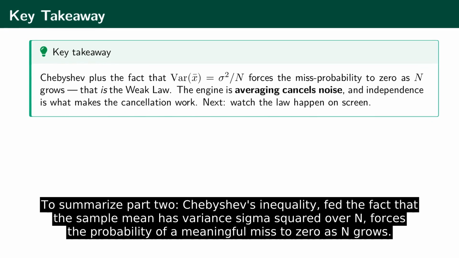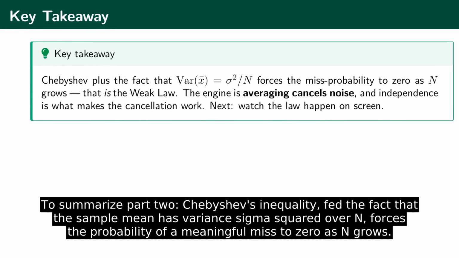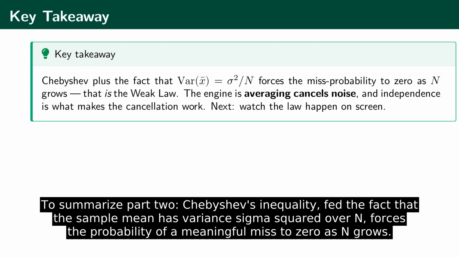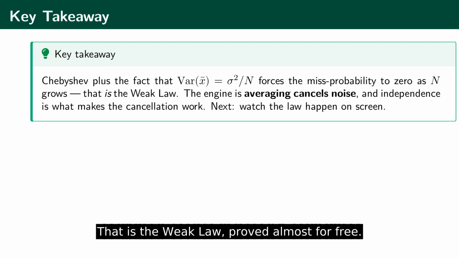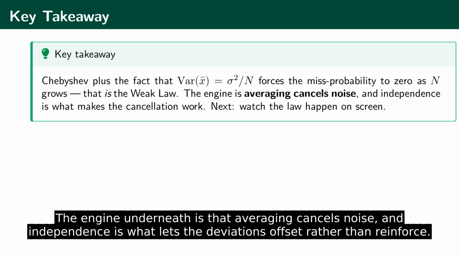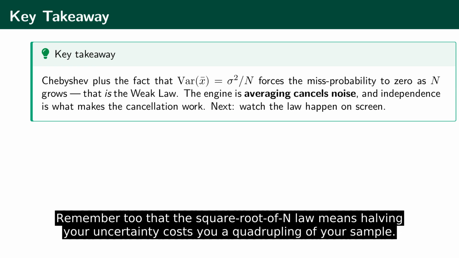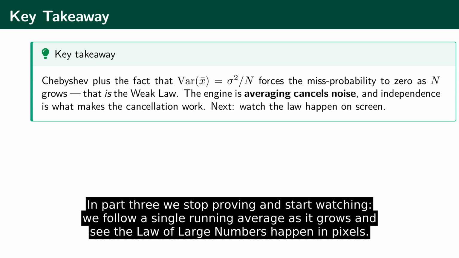To summarize Part 2, Chebyshev's inequality fed the fact that the sample mean has variance sigma squared over n forces the probability of a meaningful miss to 0 as n grows. That is the weak law, proved almost for free. The engine underneath is that averaging cancels noise, and independence is what lets the deviations offset rather than reinforce. Remember too that the square root of n law means halving your uncertainty costs you a quadrupling of your sample.